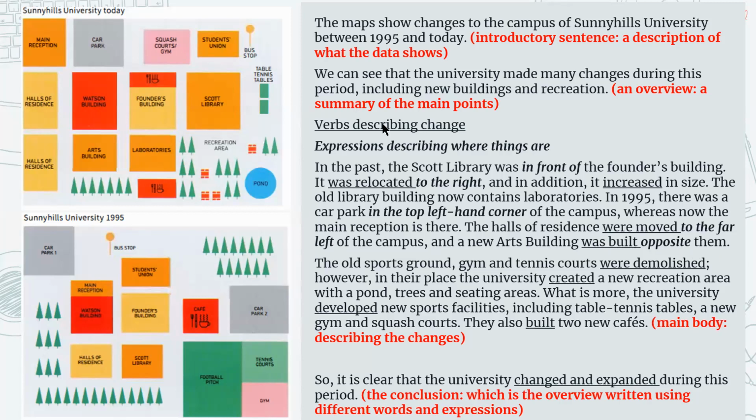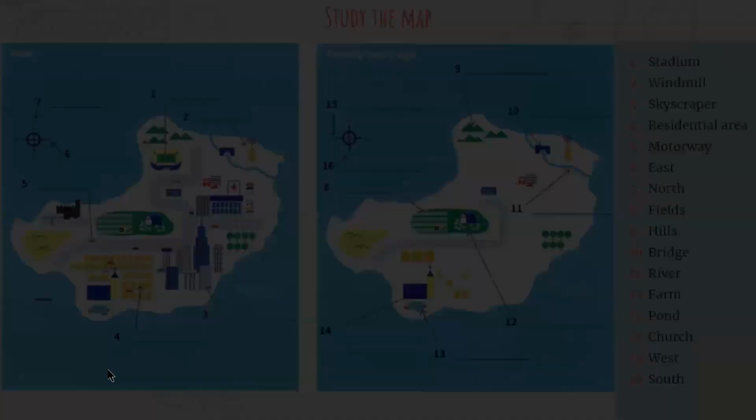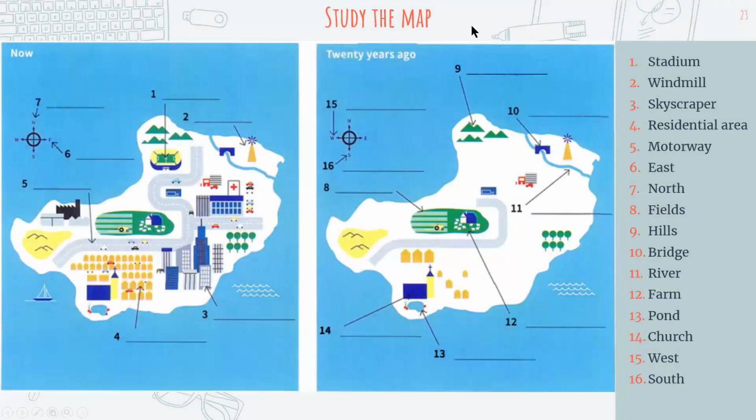And we talked about verbs describing change. This is very important. You have to describe or report the changes between the past and now. Then we ended our report with the conclusion, which is the overview written using different words and expressions. So it's clear that the university changed and expanded during this period. Okay, so this is the first map. Now let's look at another question, another map question.